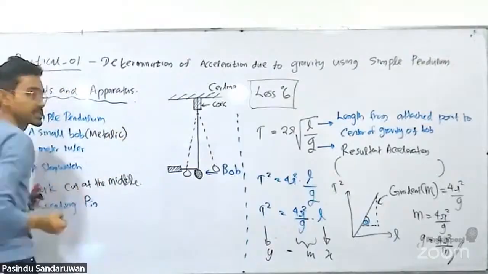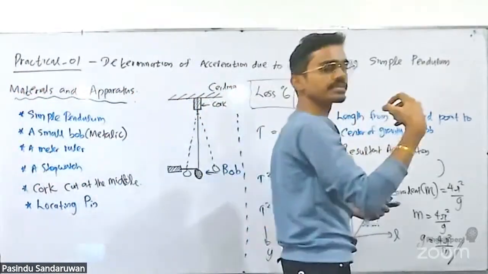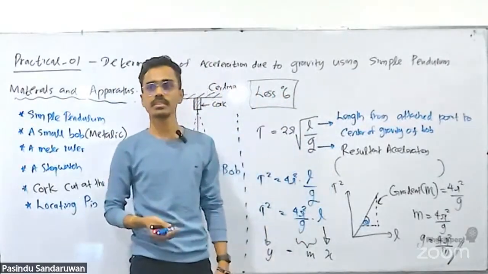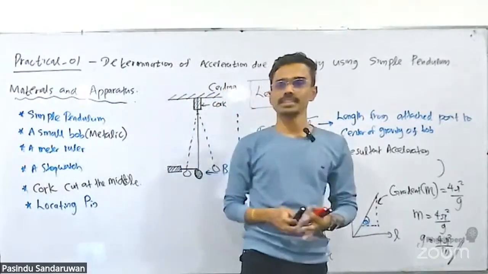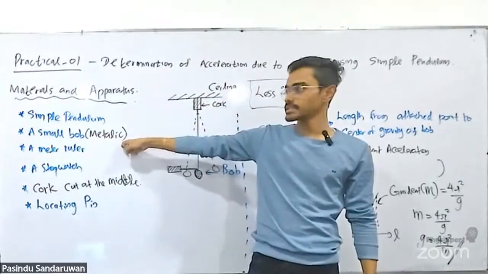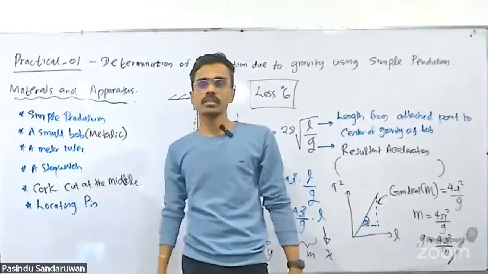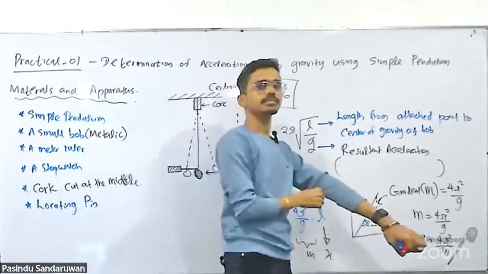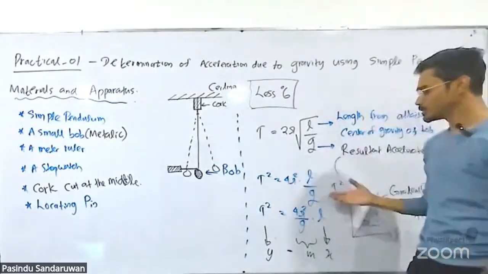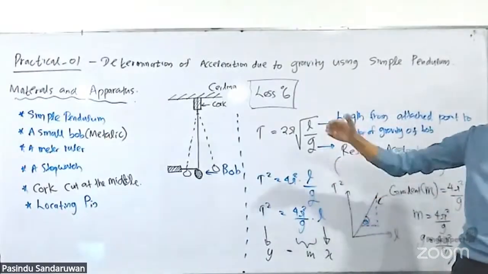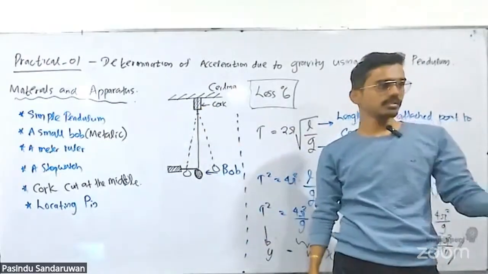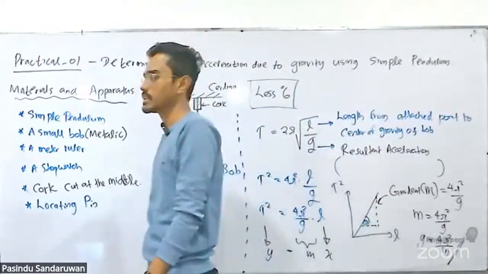There are reasons, we'll explain in the latter part, why we need to stick to a metallic one rather than using a wooden or something else. In physics, for anything there's a justification, no? So a small bob, metallic, is preferred. Then a meter ruler. Why do we need a meter ruler? Now we are going to change the length, so we should be able to measure the length of the string from here to the center of the bob. A meter ruler is needed.